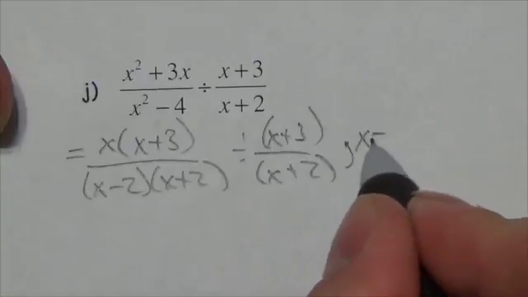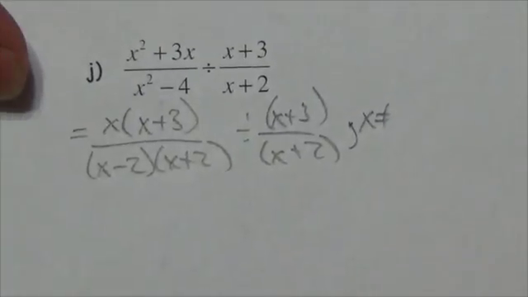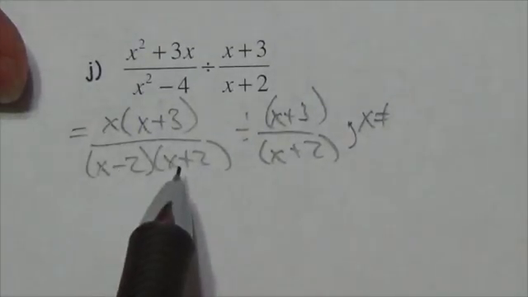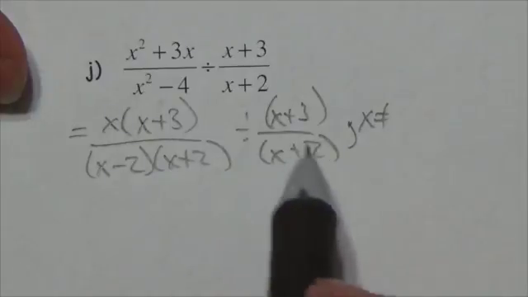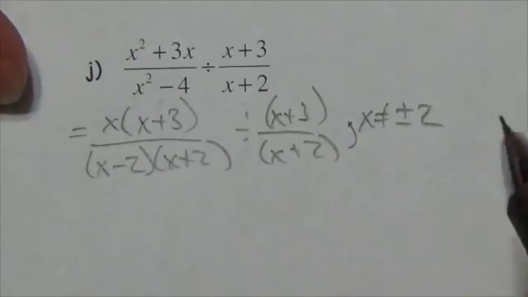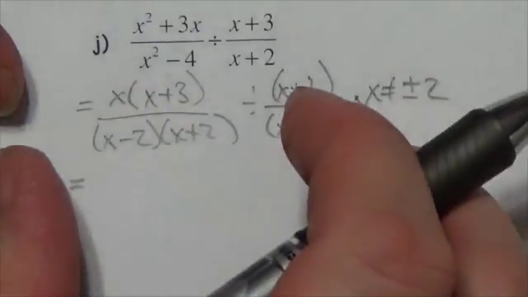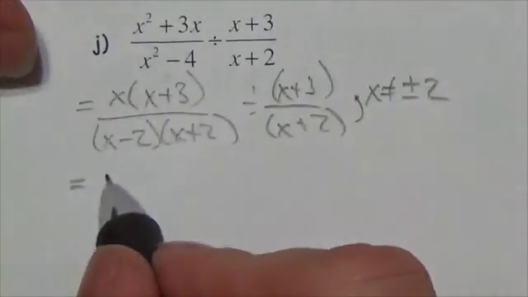Now at this point, I will state the non-permissibles that I have. I've got positive 2, negative 2, and then another negative 2 coming from here. So it's really just plus or minus 2. I haven't done anything yet, right? All I've done is factored, so I can still use the equal sign.